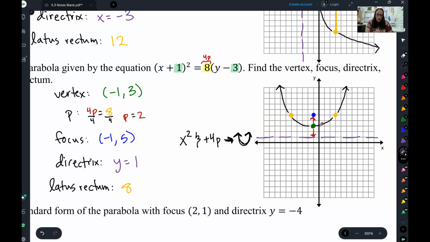So I go 2 up to get my focus, which is inside the parabola, and I went 2 down to get the directrix, which should be outside the parabola. Then I have my focus labeled, my directrix labeled. Last thing I had is my latus rectum should be 8 wide, so that's 4 on each side. And then I graphed my parabola and finally filled in where my focus was and where my directrix was.